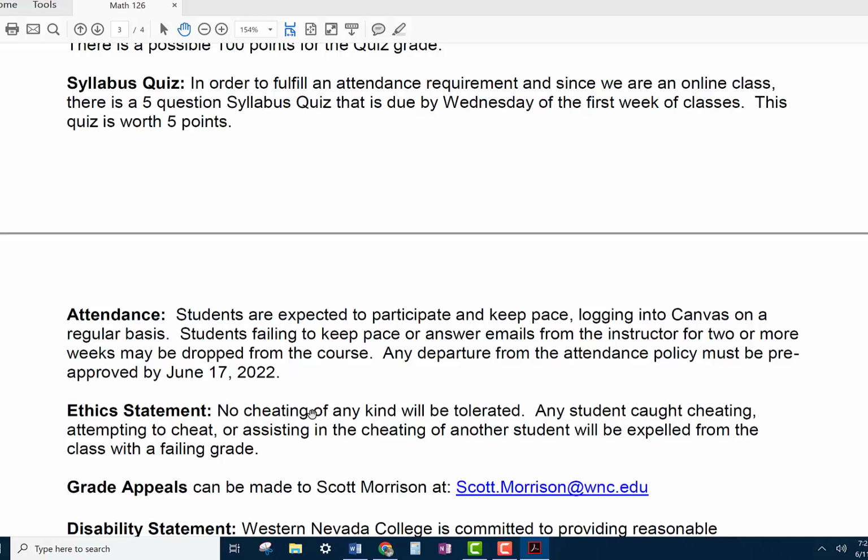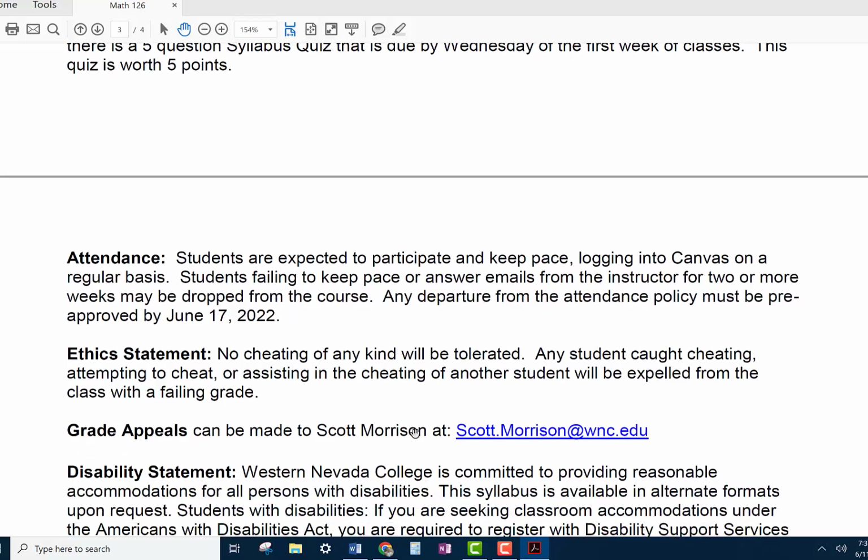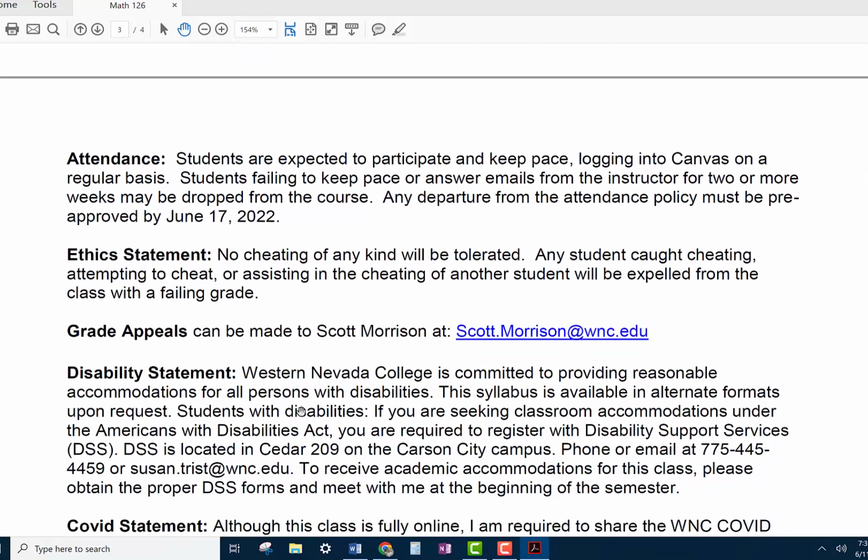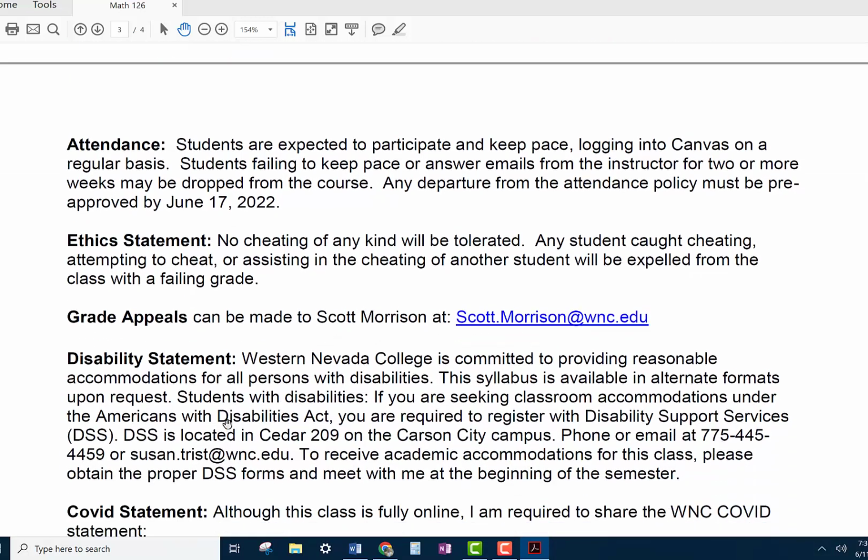Ethics statement: no cheating of any kind will be tolerated. Any student caught cheating, attempting to cheat, or assisting in the cheating of another student will be expelled from the class with a failing grade. Grade appeals can be made to Scott Morrison, and there's his email address.